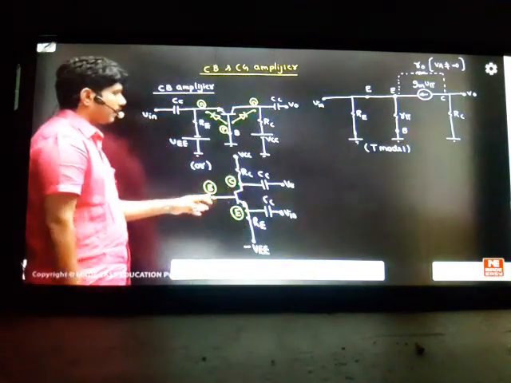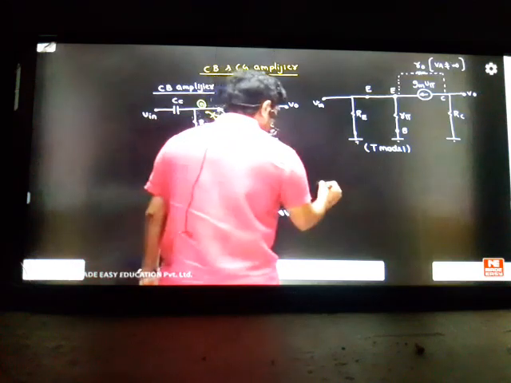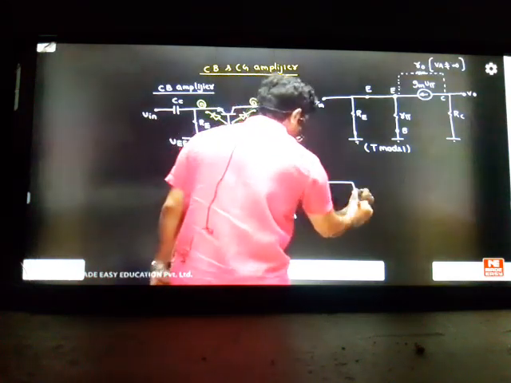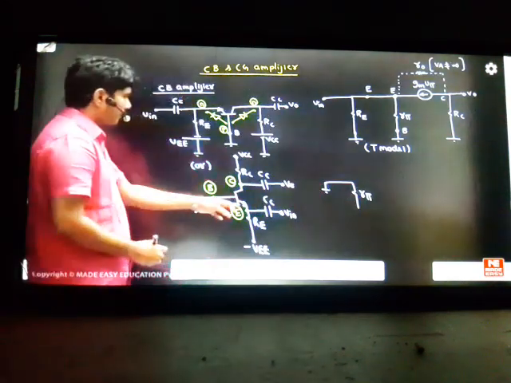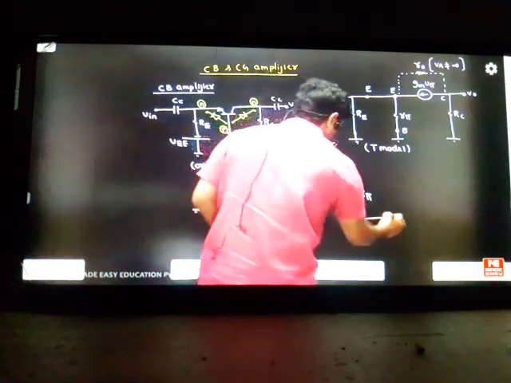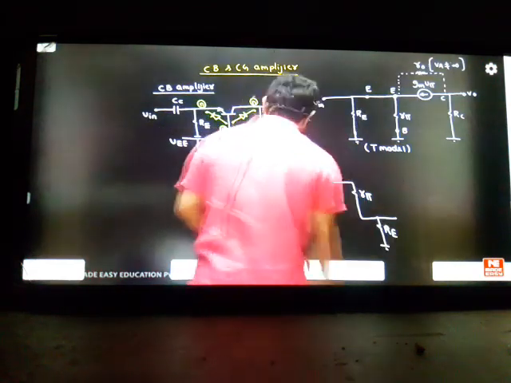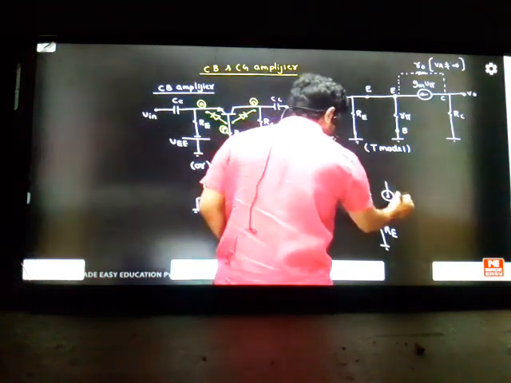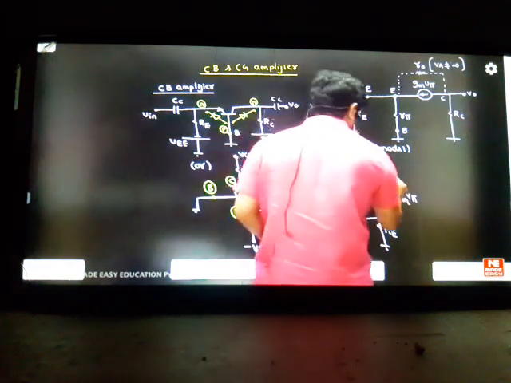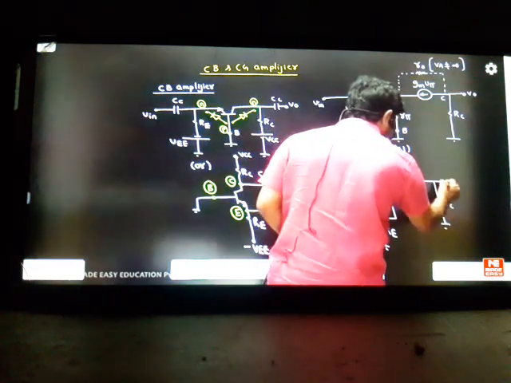But when the question comes like this, vertical, you go for Y model first. So what is Y model is simply you can write like this. Ground. We have r pi. In the Y model, r pi you write directly here, and we have RE in the bottom. Next we have a current source, gm into v pi. And finally we have here RC to ground.